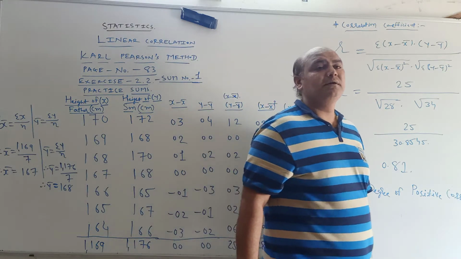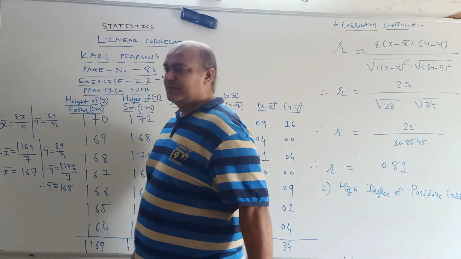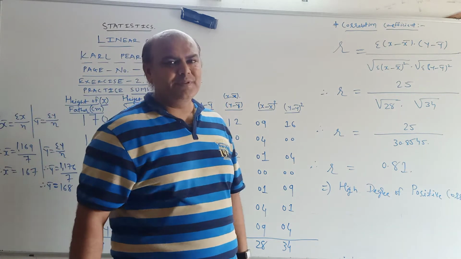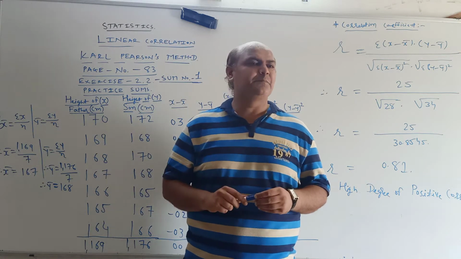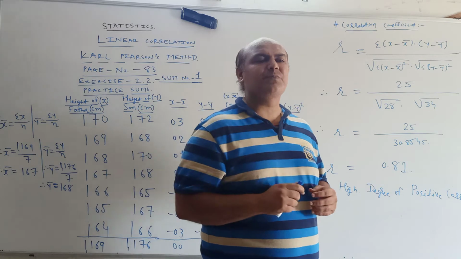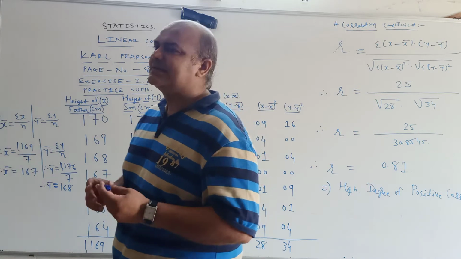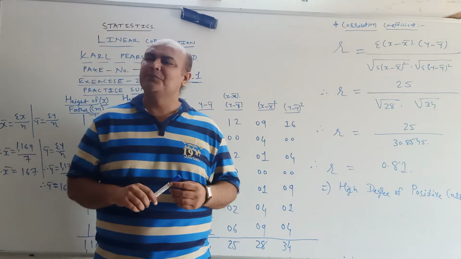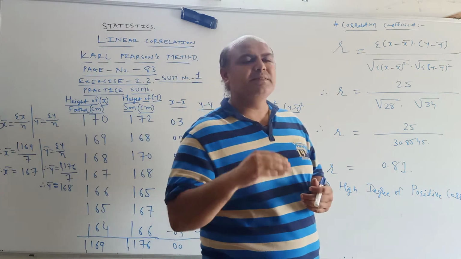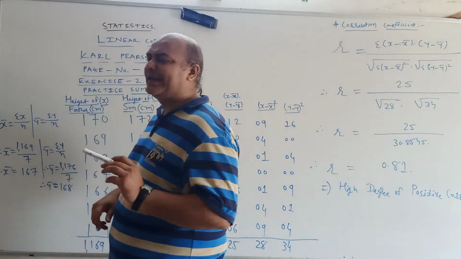The another method is the xy method. When the digits are small, less than 13, the square is easy and the multiplication is also easy, then we have to apply the xy method, and the formula of that xy method is r is equal to n sigma xy minus sigma x into sigma y, upon under root n sigma x square minus sigma x the whole square into under root n sigma y square minus sigma y the whole square.